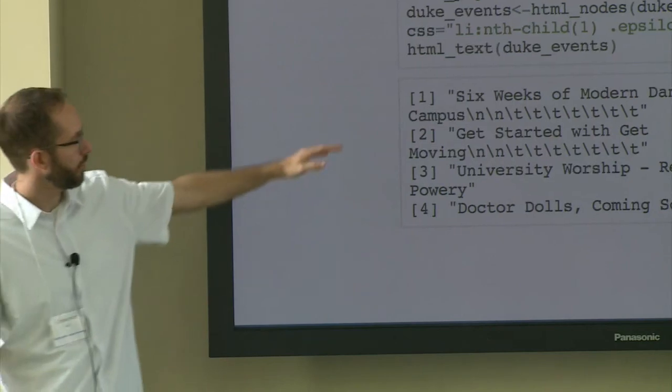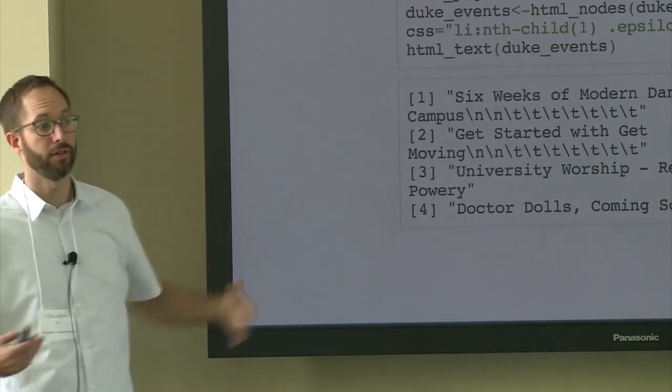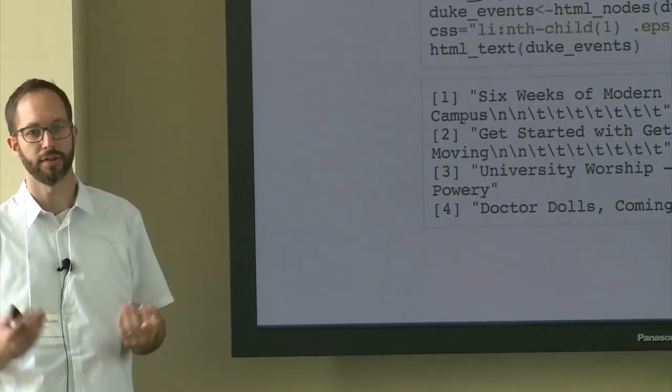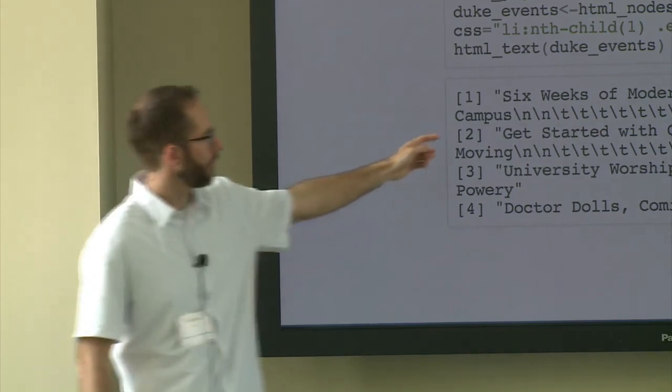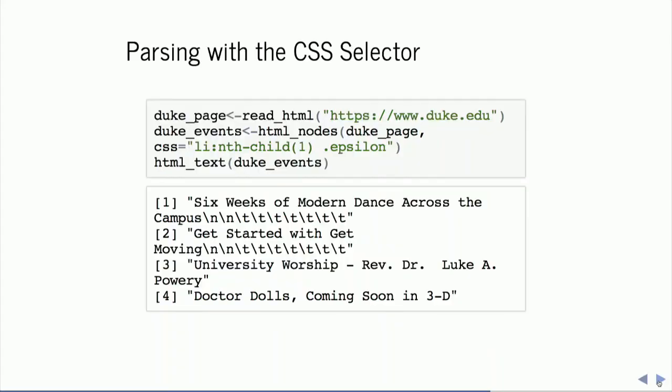And you'll see that we got what we want. We got the names of the events. Now, if you're following along live, you'll get different events because the web page has changed. But then you'll see all these funny characters here, right? These \n\t and so on and so forth.